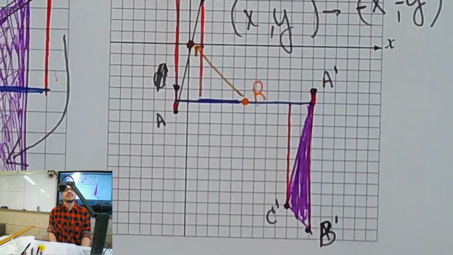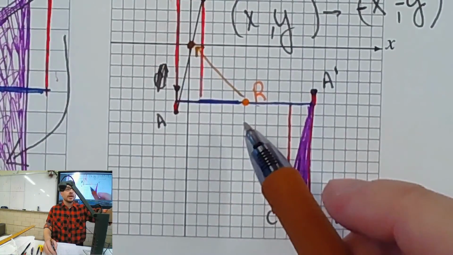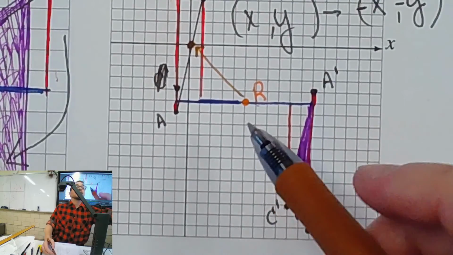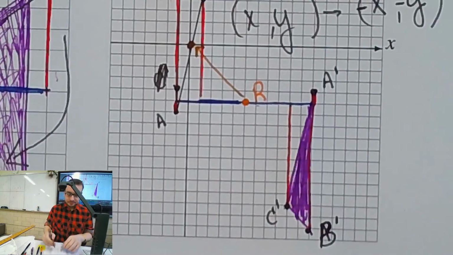Anybody? When you say como se dice, you're asking for the translation, right? So we're going to translate. How do we translate? Vectors, right? Vectors are adding and subtracting. That's what we did earlier, the first page of our homework, right?